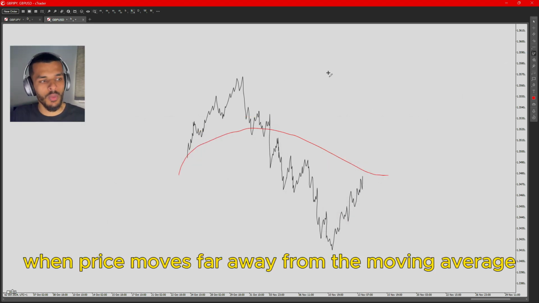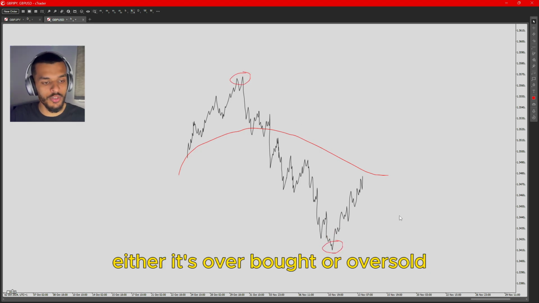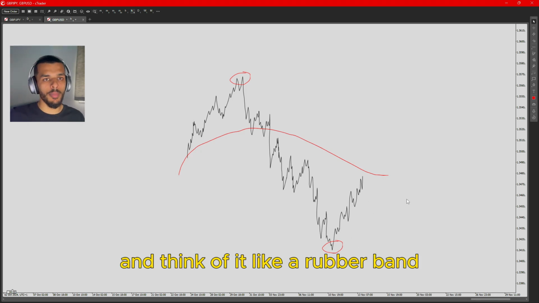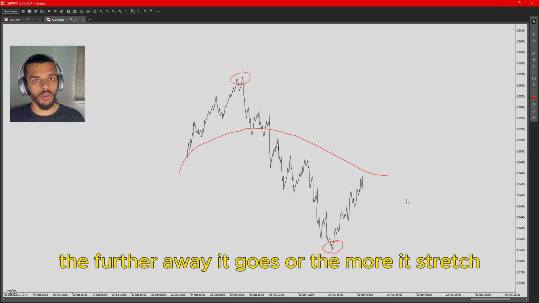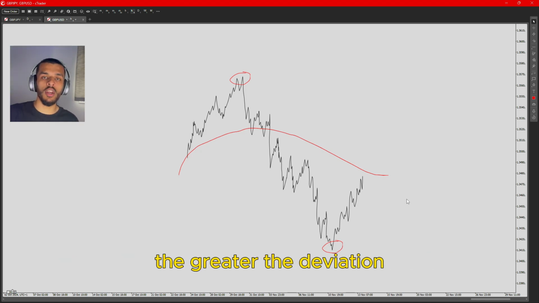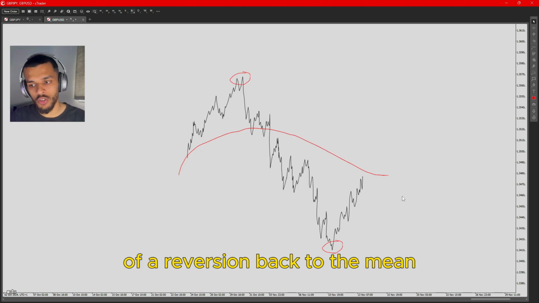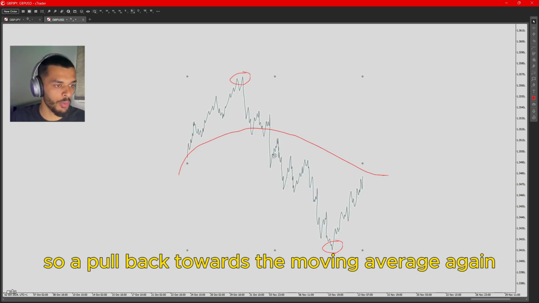So essentially, when price moves far away from the moving average, either it's overbought or oversold, it's likely to go back to the average. And think of it like a rubber band. The further away it goes, or the more it's stretched, the greater the deviation, the higher the probability of reversion back to the mean. So a pullback towards the moving average again.